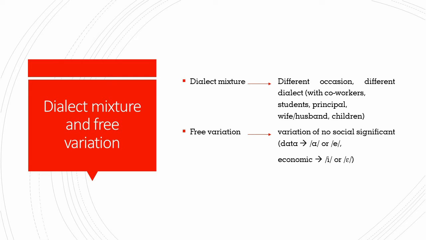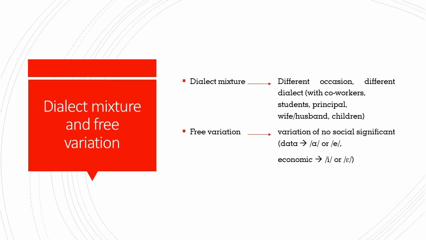There is also a term called free variation. What is free variation? Free variation is a variation with no social significance. For example, the word data: some people pronounce it one way, some others pronounce it another way. Another example is the word economy. Some will pronounce it as economic, some as economy.